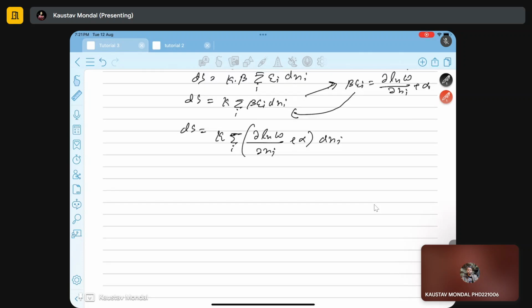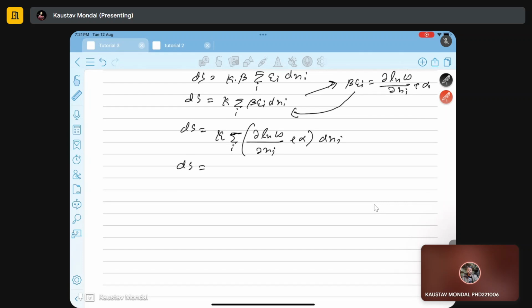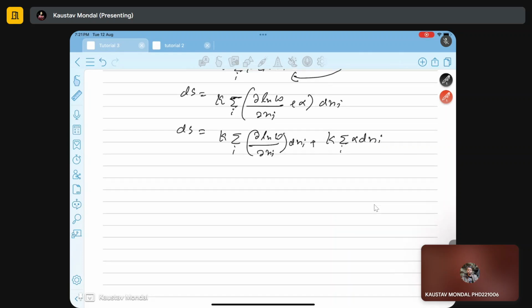Now from here we will do the summation. So ds would be k times the summation over i of delta ln W by delta N_i dN_i, plus k times alpha times the summation over i of dN_i.